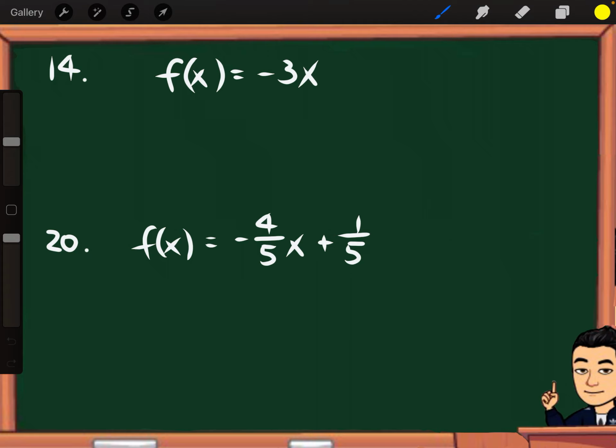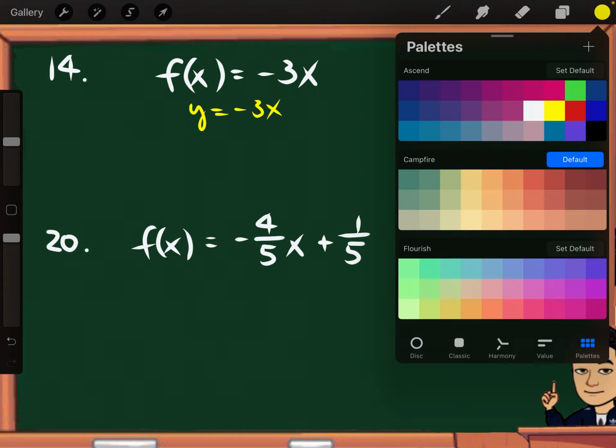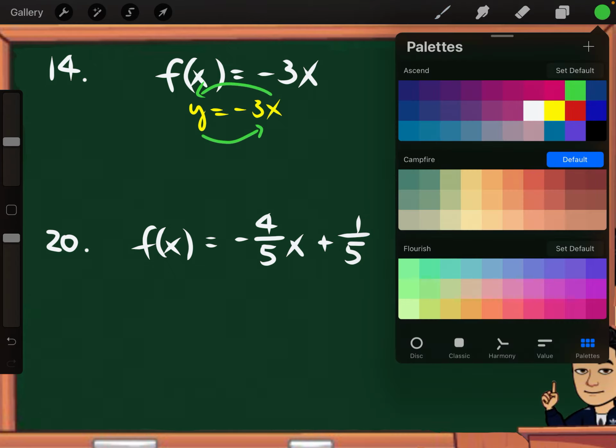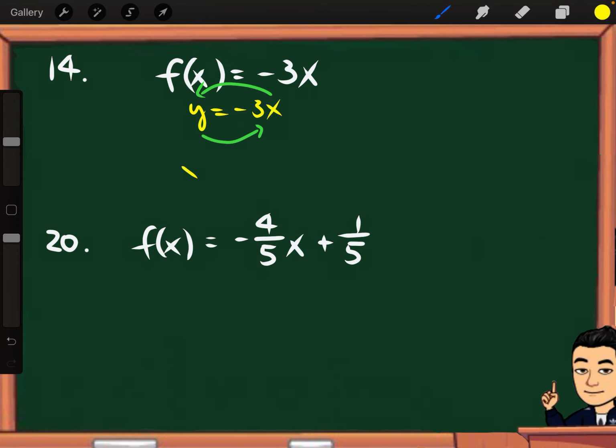So first thing I want to do is to rewrite this f of x as y. Okay, so you're going to write that as y equals negative 3x. And the next thing I want to do is go ahead and swap the x and y. All right, so you're going to rewrite that as x equals negative 3y. Okay, that's your first two steps.